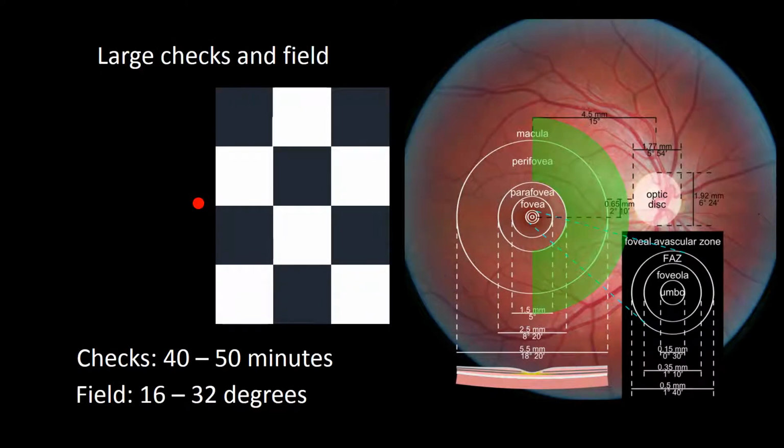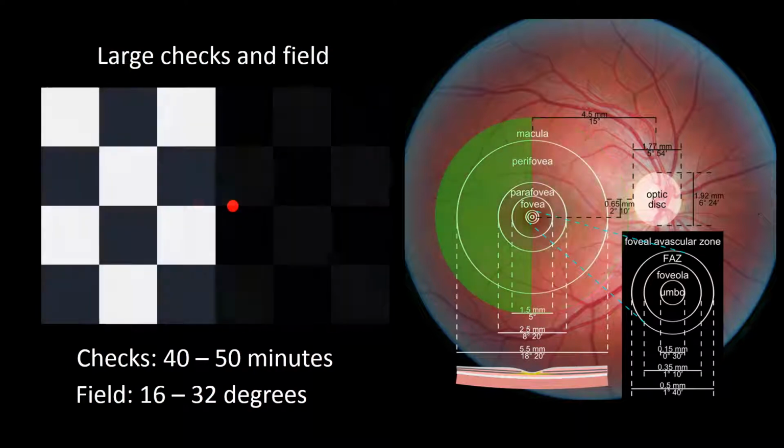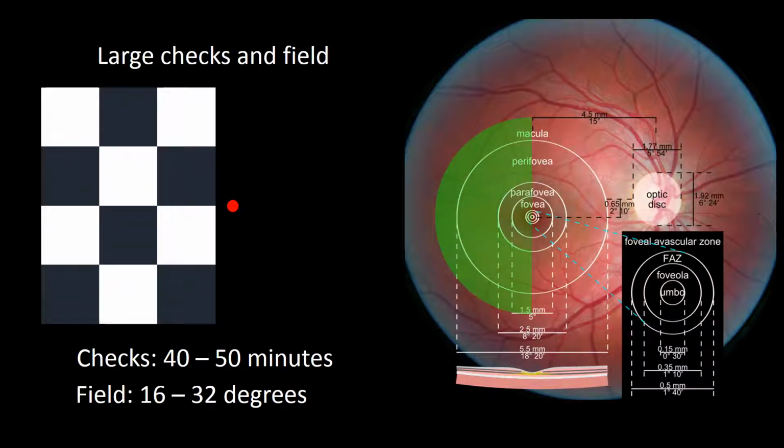Check sizes of 40 minutes or more primarily stimulate the perifovea and the retinal surrounding areas. But also, although to a lesser extent, they stimulate the parafovea and the fovea. In this frame, the stimulus is presented in such a way as to stimulate the nasal retina. Here, the stimulus is presented in such a way as to stimulate the temporal retina.